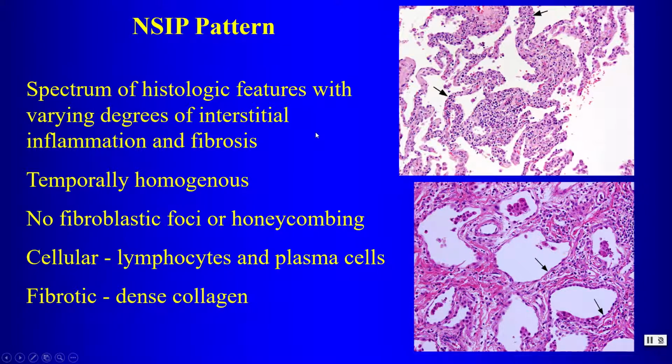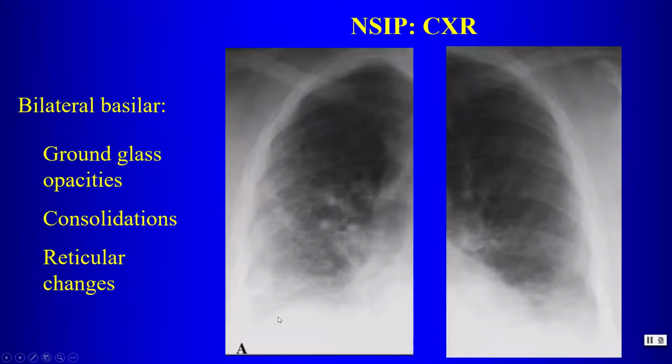So for the NSIP pattern, these patients on histology will have varying degrees of interstitial inflammation and fibrosis, but here it is temporally homogeneous, meaning that all areas of the lung are at the same stage of repair, kind of indicating that there has been one insult to the lung, and the lung is now trying to heal from that insult. So if it's cellular NSIP, they will have predominantly lymphocytes and plasma cells, whereas with fibrotic NSIP, they will have more dense collagen there in the interstitium.